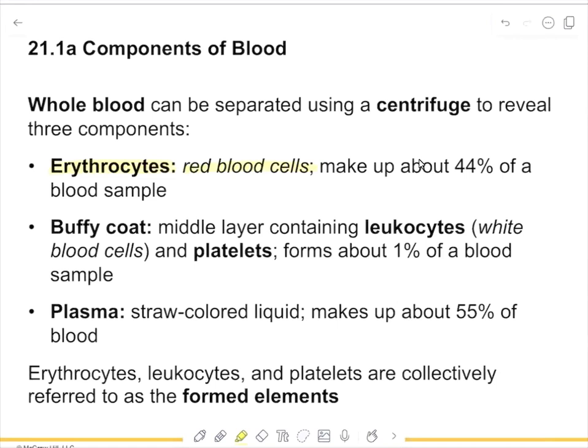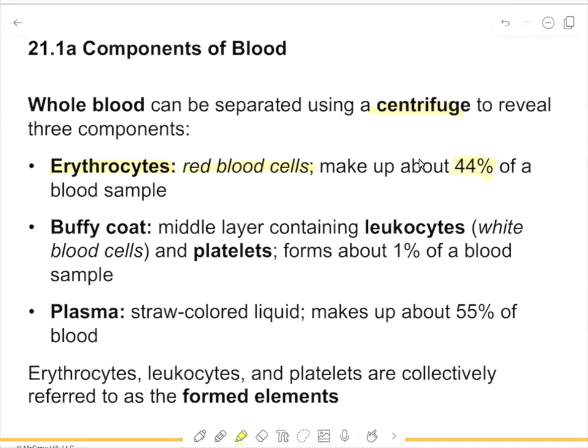Now, when blood is taken from your arm, it's then put into a centrifuge, which is going to reveal three components. What they do is use gravity to spin the densest elements to the bottom of the test tube. And those elements would include three different parts. The erythrocytes are the red blood cells, and they make up about 44% or so of the blood sample.